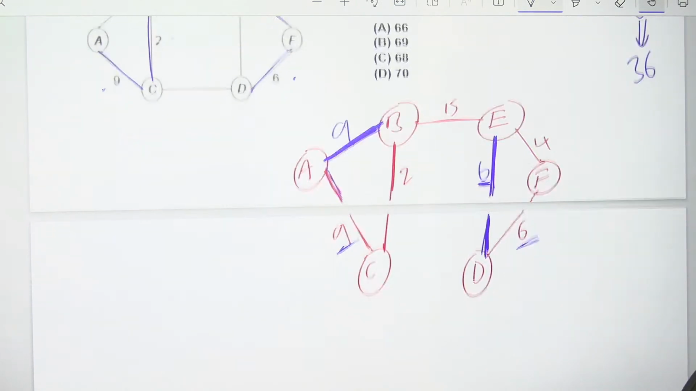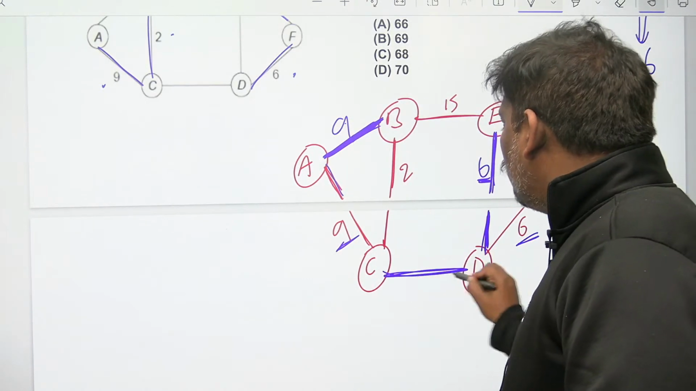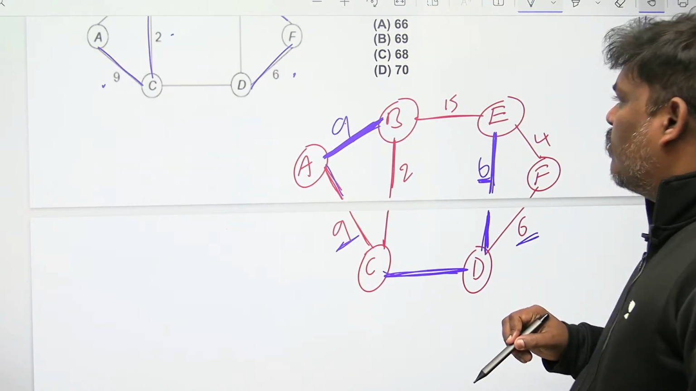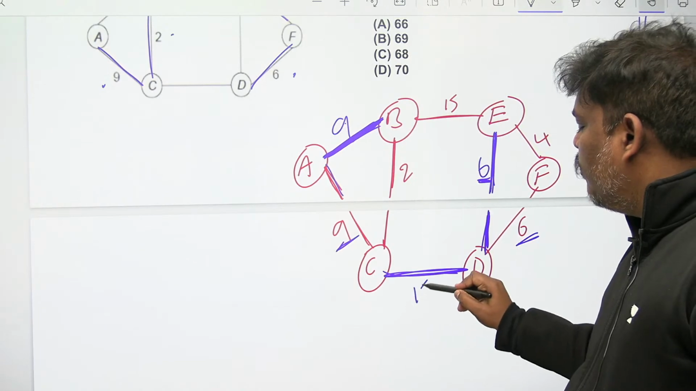In the similar way, I think this edge is also not there in the MST. Assume it is there in the MST. A cycle came. In this cycle, who is the larger one? I think 15. You can keep 15 here.